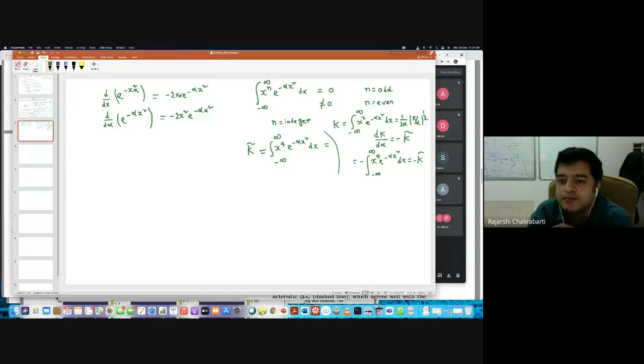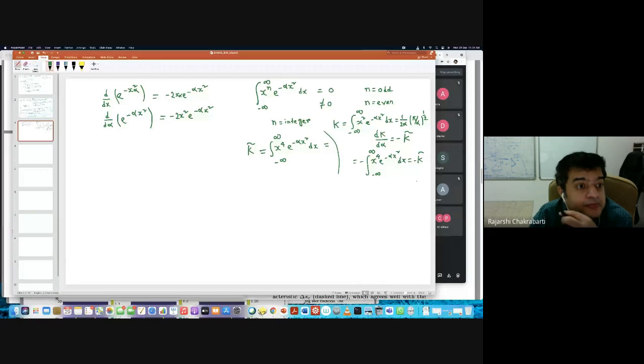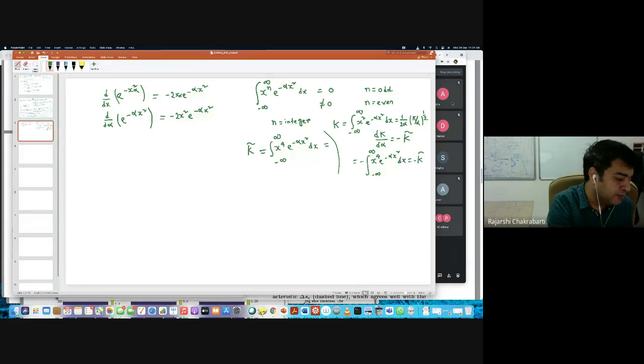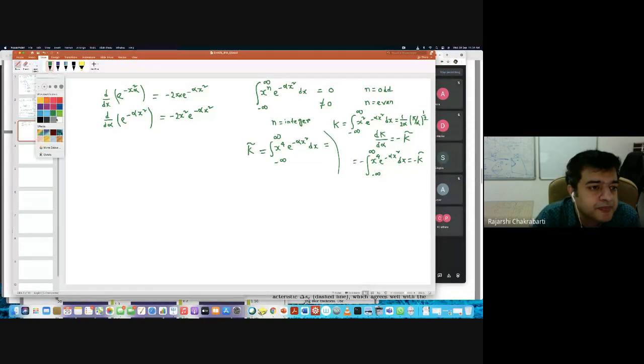It's very simple. And odd moments, when n is odd, they are 0. You don't need to do the integral because the whole function is an odd function. Anyone having a problem? This is very simple. If anyone has a problem, let me know. Okay? Since nobody has said anything, I'll start a new topic here.